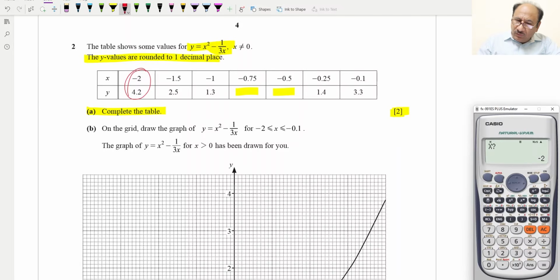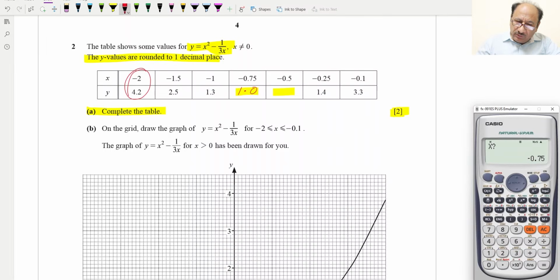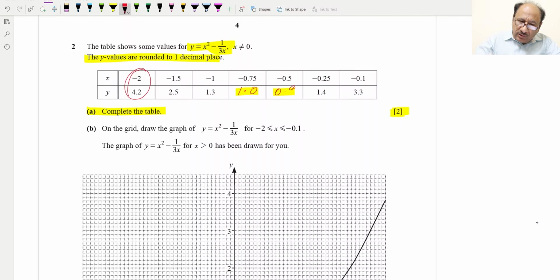Now calculate for minus 0.75, and this gives us 1.00. So our answer will be 1.0 up to 1 decimal place, and then calculate for minus 0.5, and this is equal to 0.9. So these are the two values which we have done, and we completed the table for 2 marks.